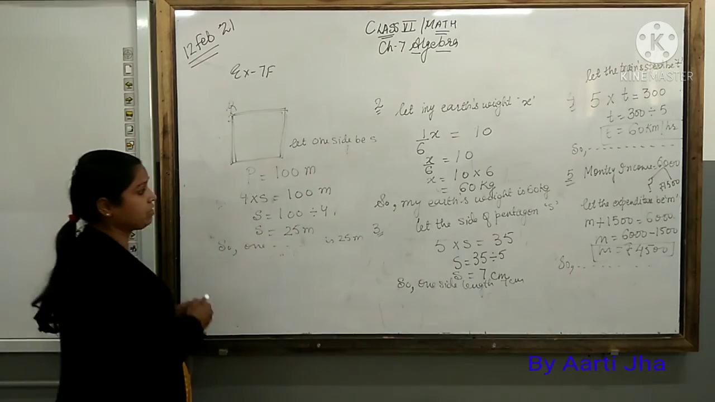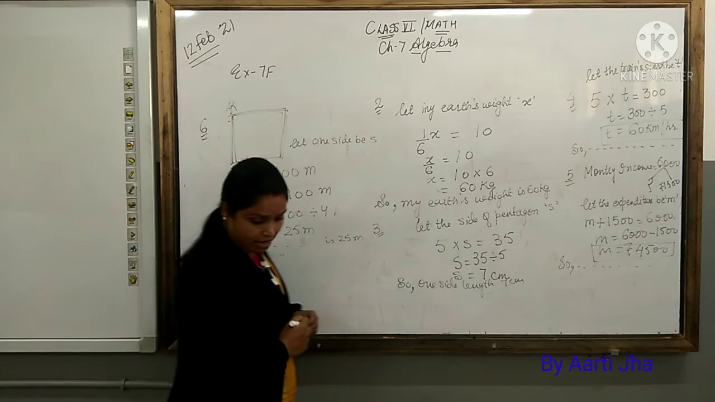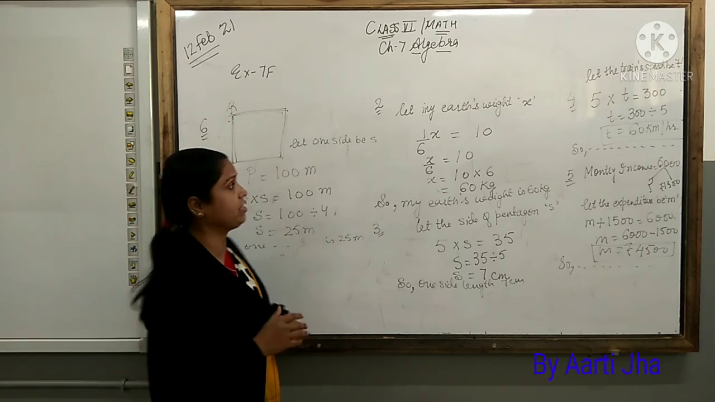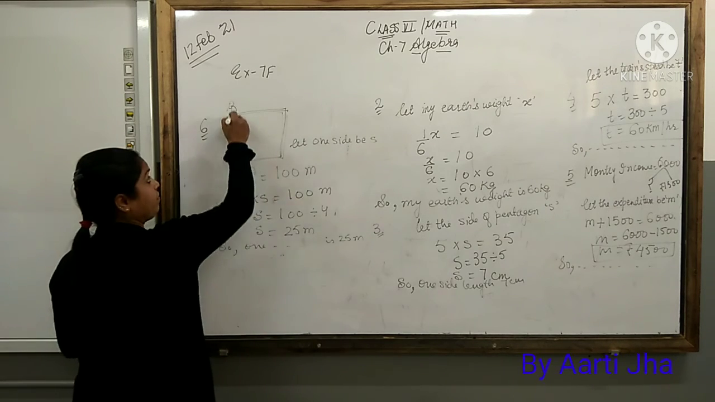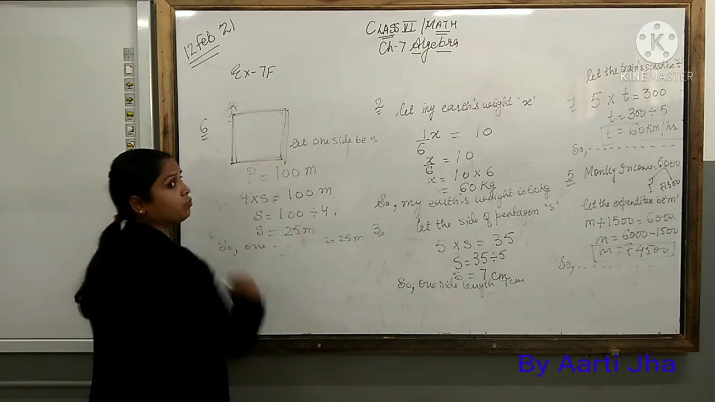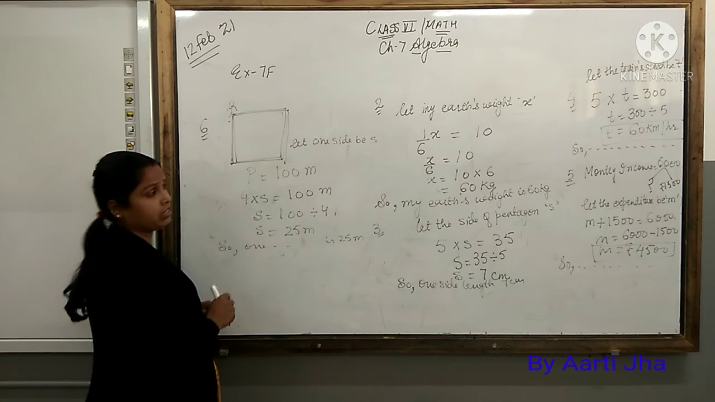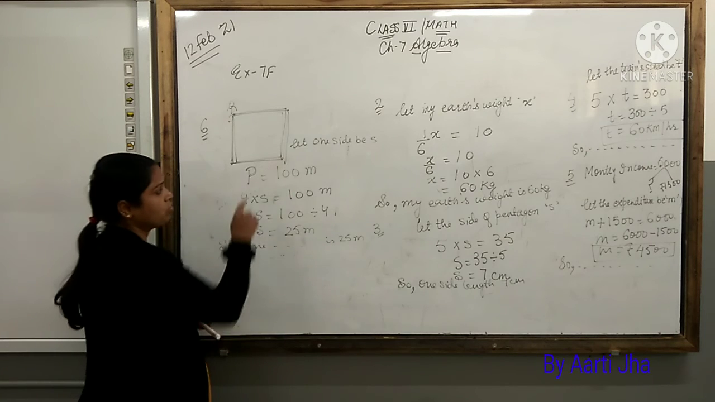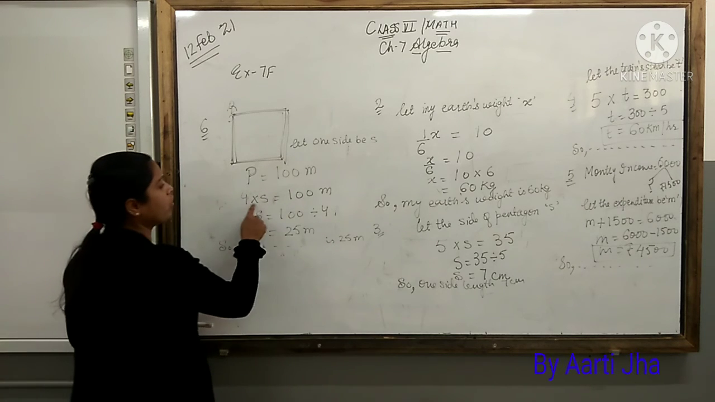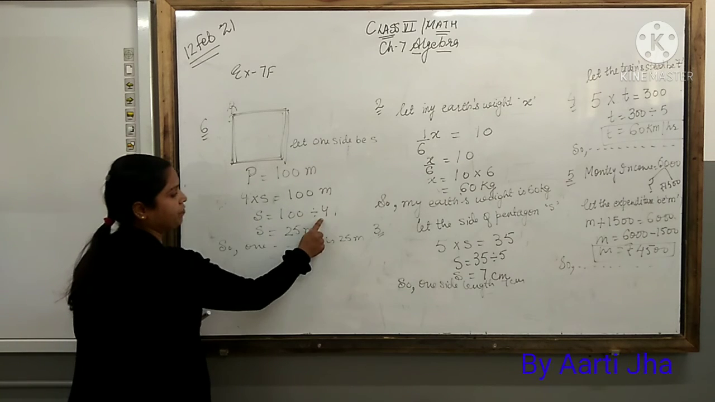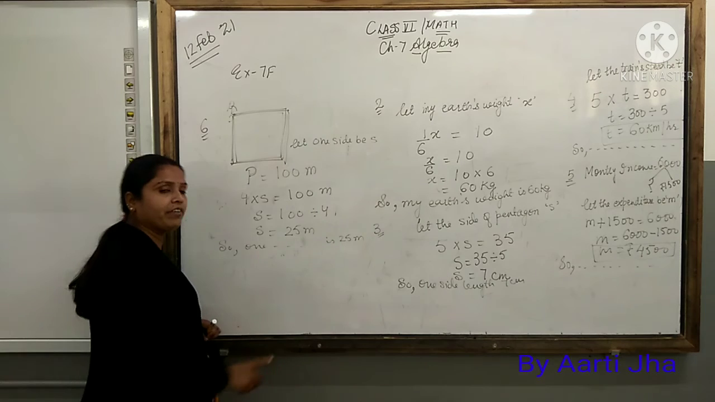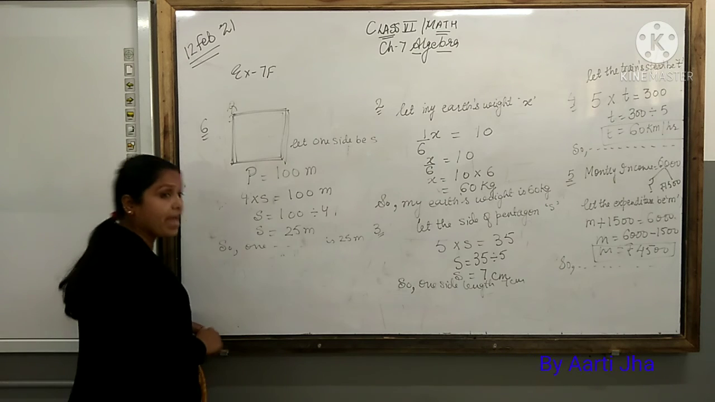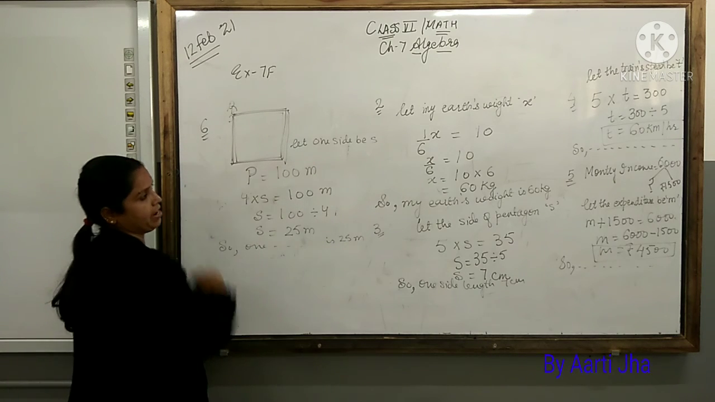Question number 6 says that 1 round of a square field is 100 meter, and the square field has side S. Now children, square field is given. 1 round is taken. It is what? Perimeter. So I have written P equals 100 meter, because the 1 round is 100 meter. Now 4 multiplied by side is 100 meter. What is it coming? 25 meter. Why? Because multiply is going to that side, becoming divide. 4 into S, why? Because we have 4 sides.